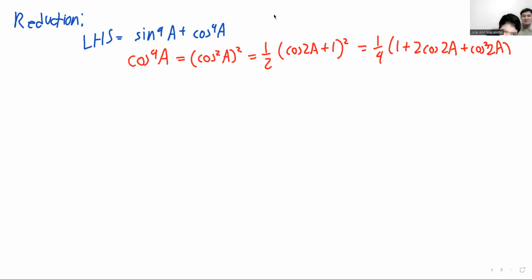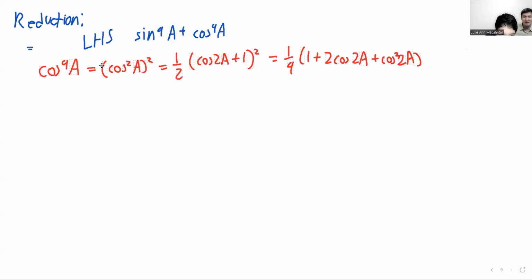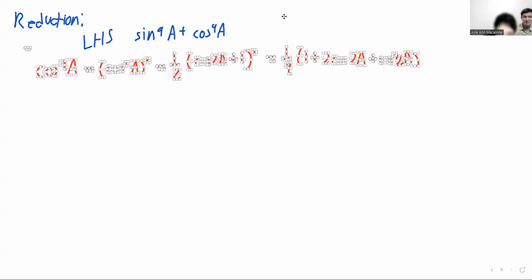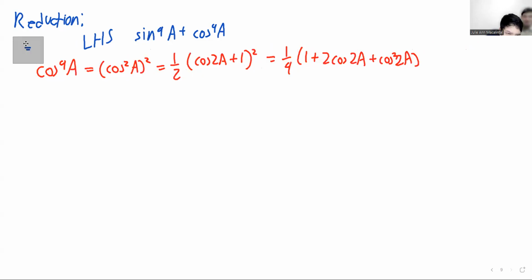It's getting quite long. Zoom. I captured the poor equal sign. Okay, so I'll do this first. The fourth power is the fourth power. It will be overwhelming if I also reduce sine to the fourth A, so I'll just separate it for now.